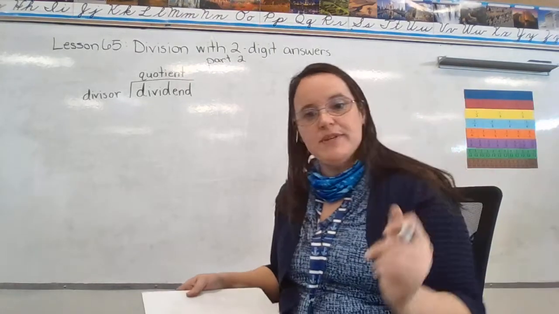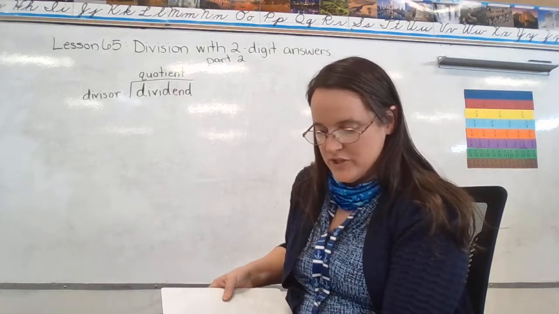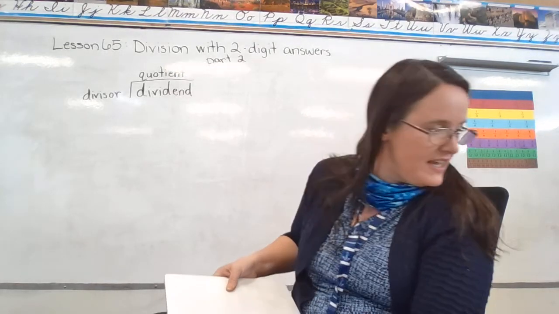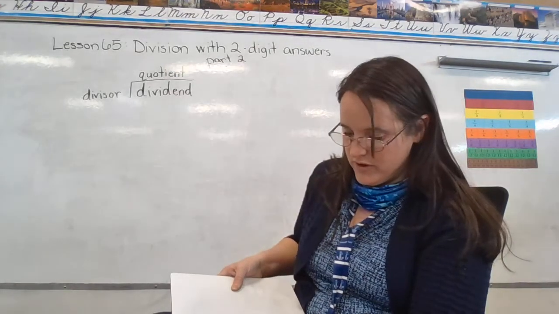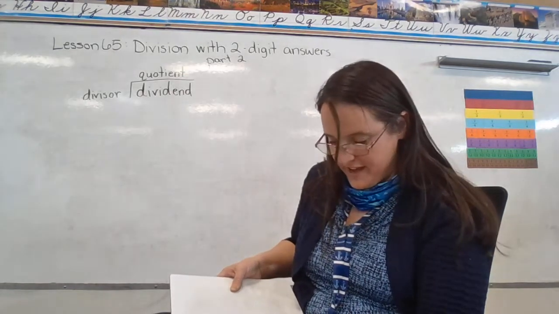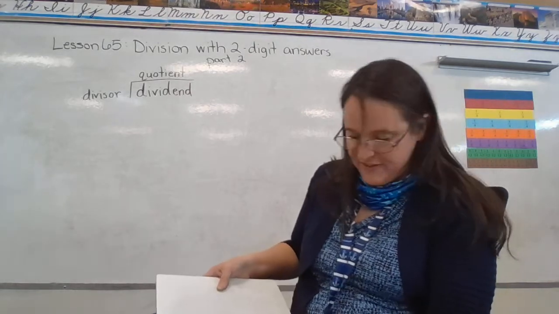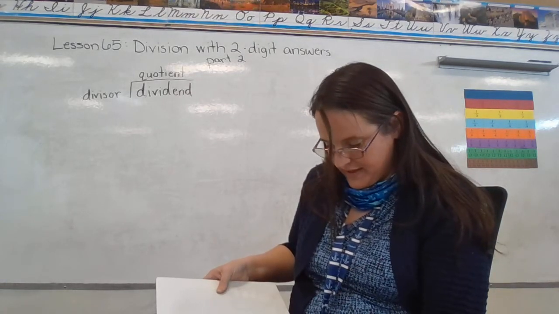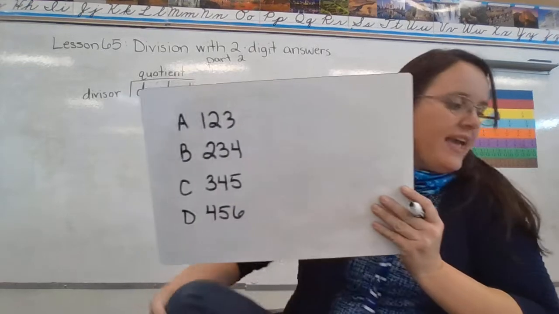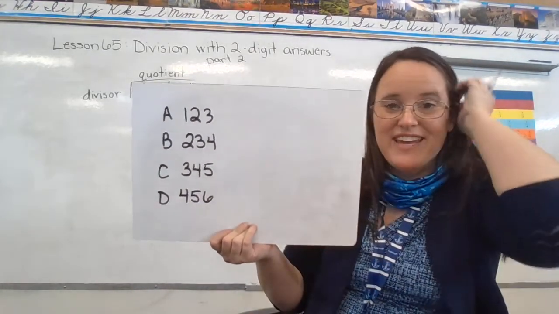All right, the next one is a multiple choice example. We have choice A, 123, choice B, 234, choice C, 345, and choice D, 456. And the question says, which of these is a multiple of 9?